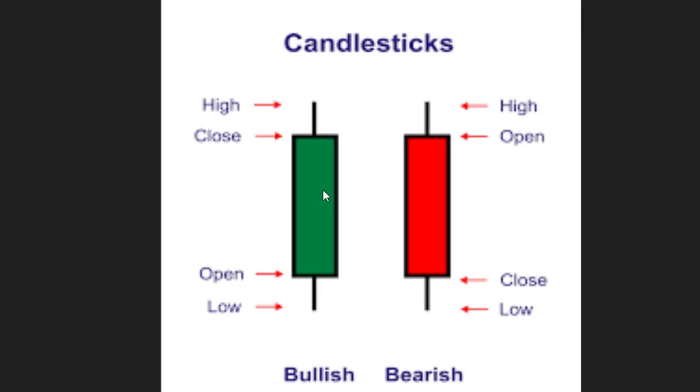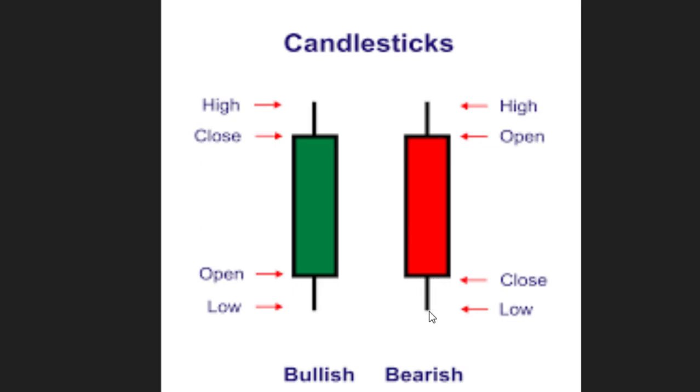So assuming I color code these two candles to be white or the two of them to be black, I can still identify this candle to be bullish and this candle to be bearish, because this candle opened lower and closed higher, and this one opened higher and closed lower. So this is the infrastructure of a candle.